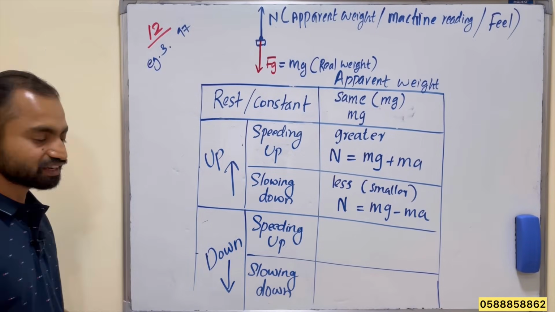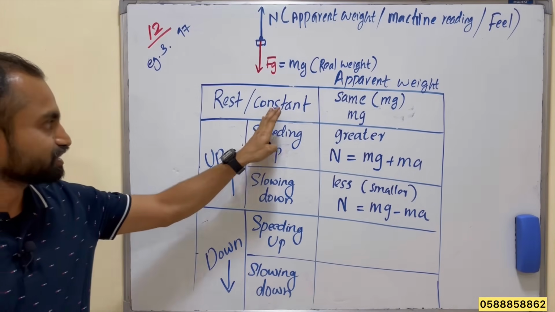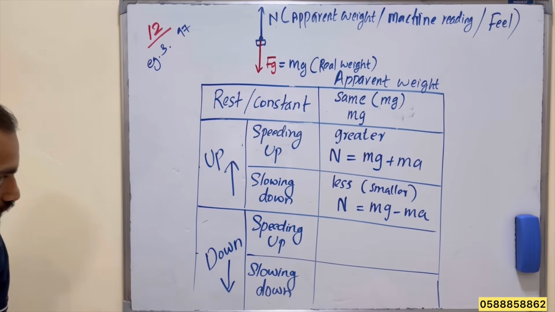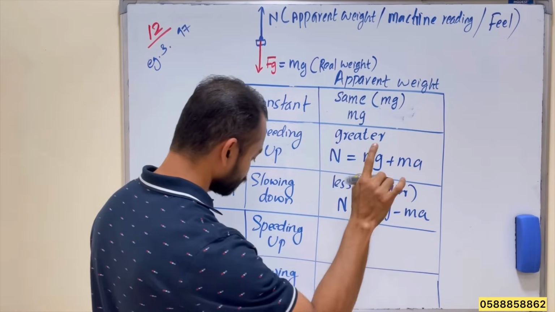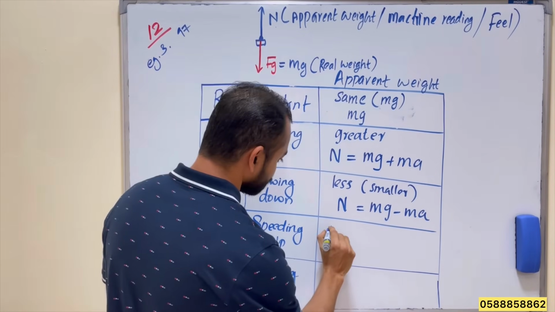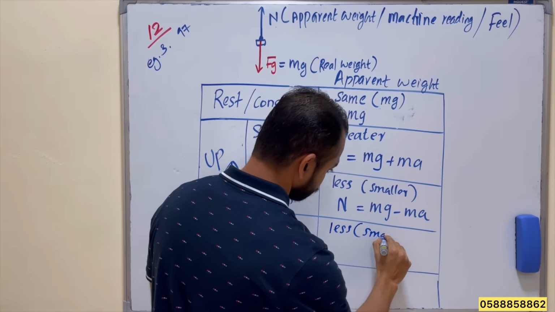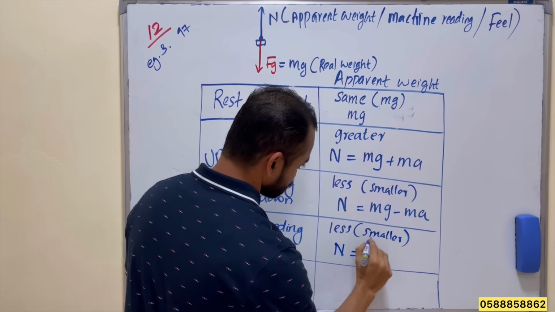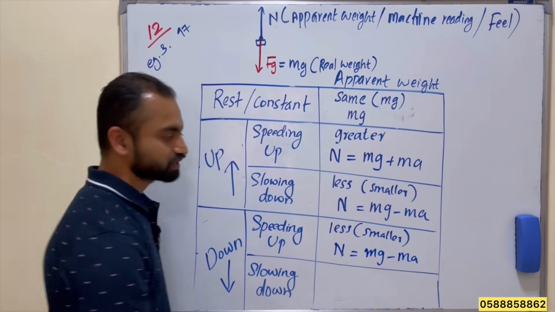Then the elevator is moving in the downward direction. If it is moving downward at a constant speed, the apparent weight is mg, equal to the actual weight. But if it is moving downward and speeding up, the apparent weight will be less than the actual weight, so smaller. What is the equation? Same equation. If it is less, we need to reduce something from mg. That something is ma.